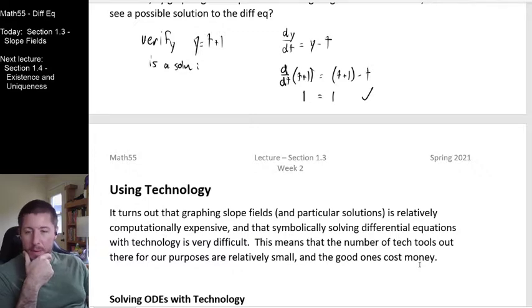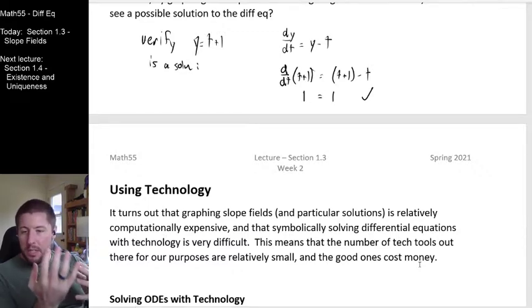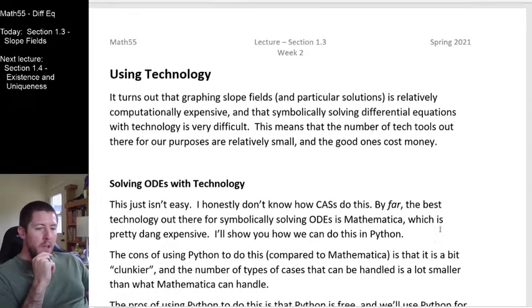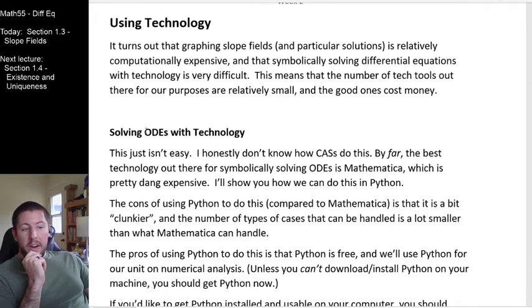So let's again talk about these two things. Our two goals are to have technology actually produce equations for us, the solutions, as well as have technology produce graphs for us, a visual representation. So let's talk about both of these things here. So, solving ordinary differential equations.